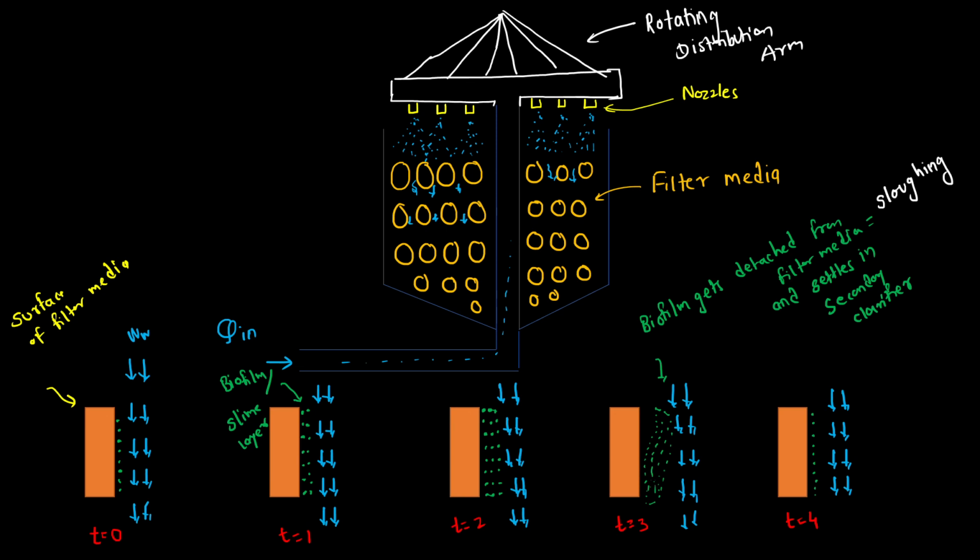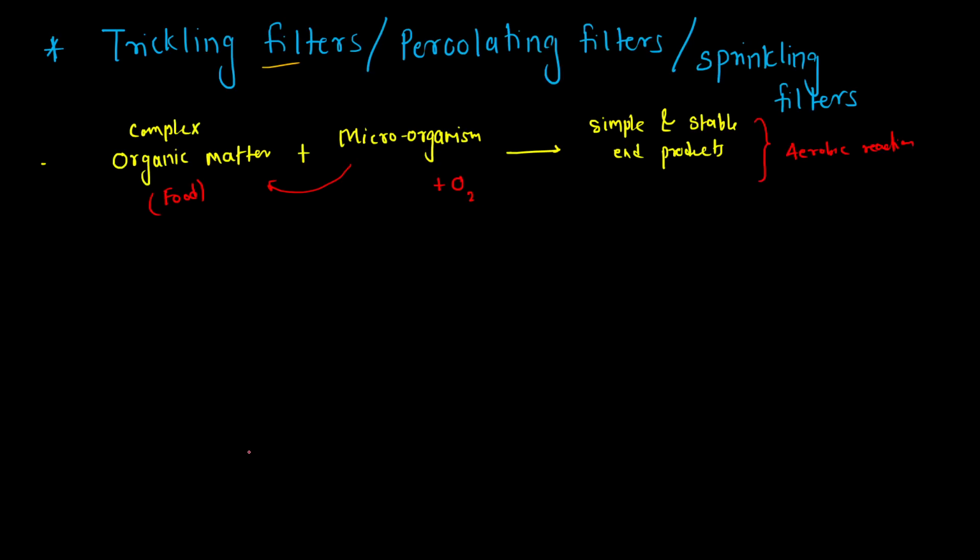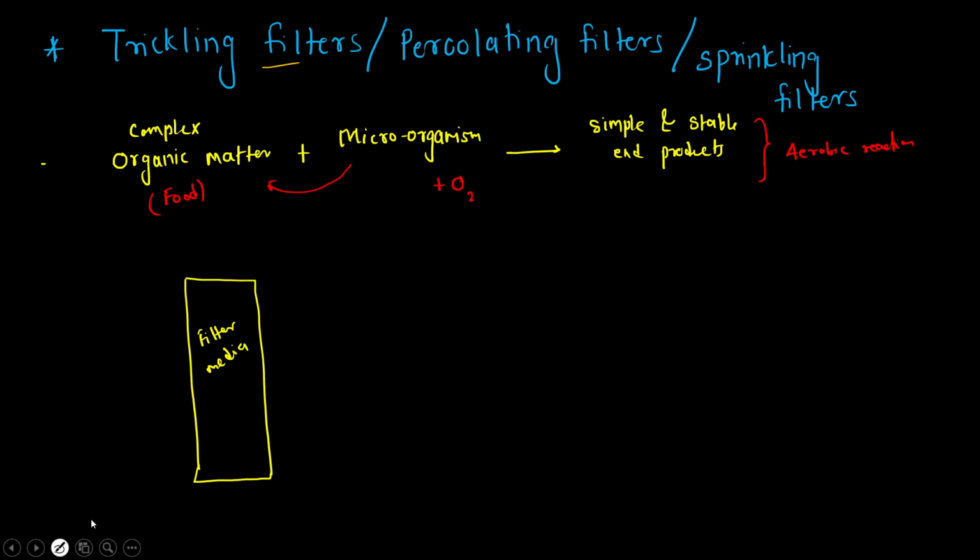Now if you want to go into a little more detail on what exactly happens in the formation of this slime layer, I will just quickly draw it here. You pay attention. So this is the filter media. Okay, so the wastewater is coming from here, from the top. There is a layer which is formed in the initial portion, and we are drawing that initial layer here. At time t equal to 0, the microorganisms are stuck to this filter media.